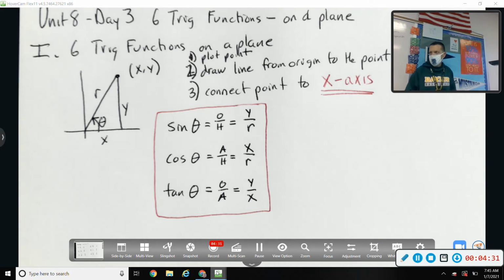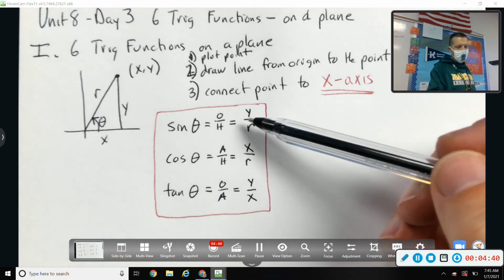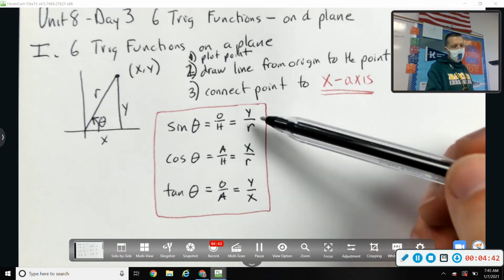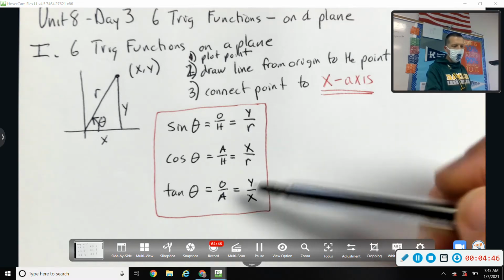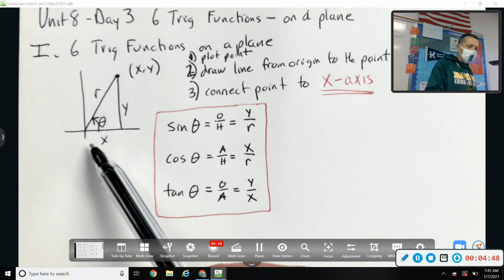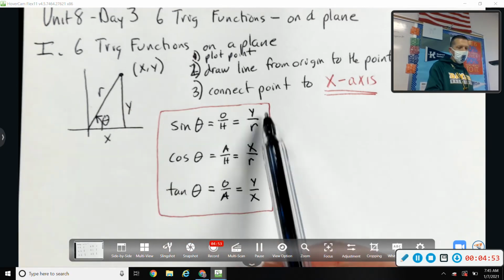Now, there's a couple ways to remember this. Well, you'll have it for notes, open note test, so you'll be fine. But generally speaking, you can memorize, so you already know SOHCAHTOA. You can memorize y over r, x over r, y over x. But it's probably best to just draw a quick picture and realize opposite over hypotenuse is y over r.